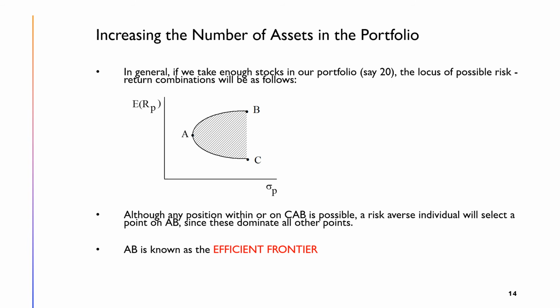An efficient portfolio is one that provides maximum expected return for a given level of risk, or minimum risk for a given expected return. Point A is known as the minimum variance portfolio as it offers the lowest standard deviation.